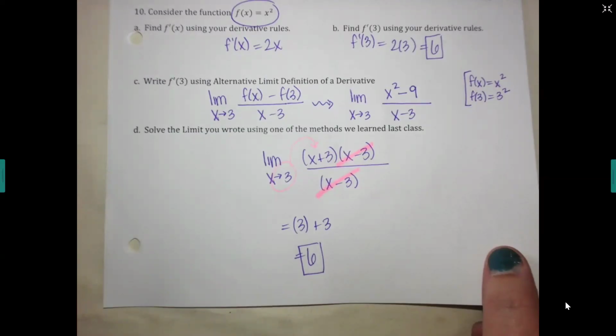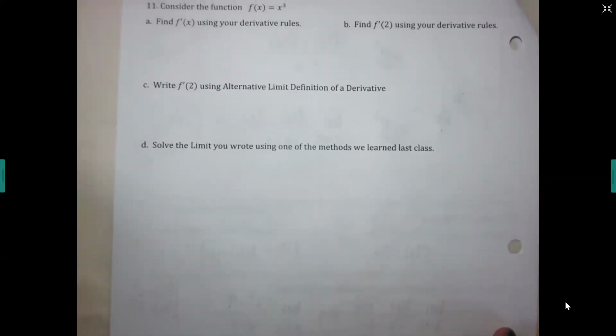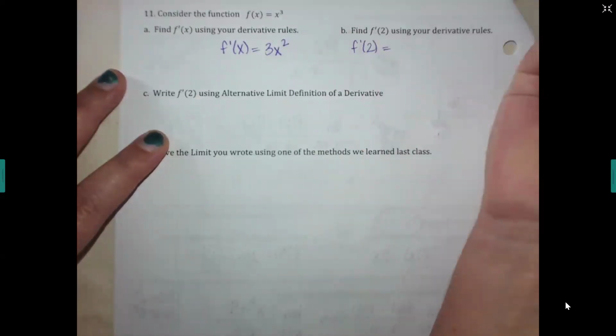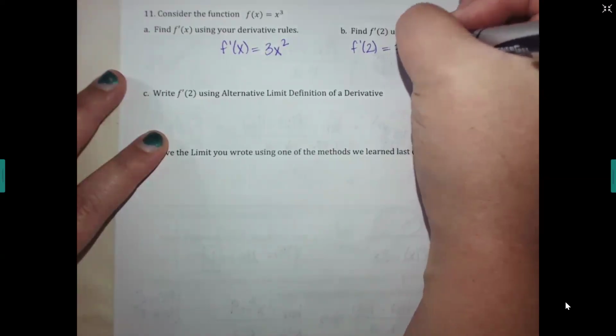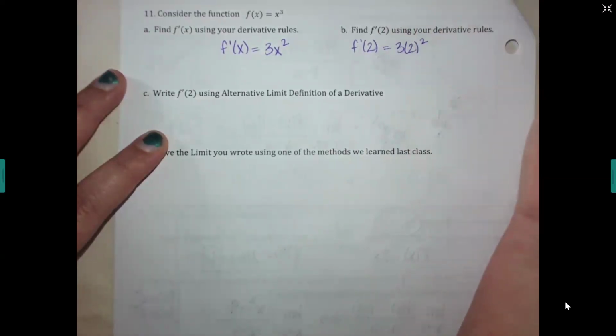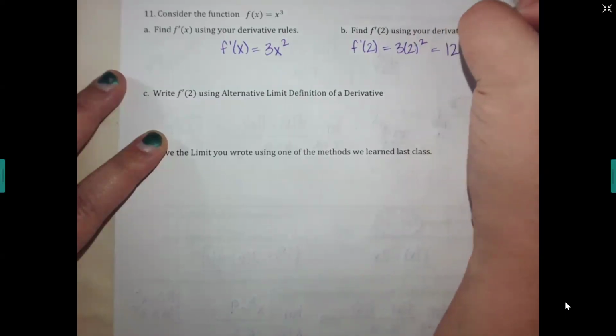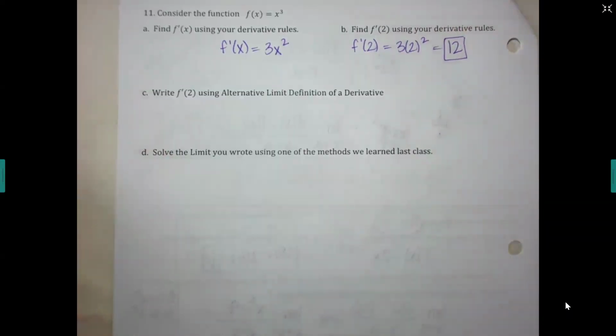First thing we're going to do is the easy way, using the rules. Your equation is x cubed. What is the derivative of that using your rules? 3x squared. If you were asked to find the derivative at 2, you would just plug a 2 into that. So it'd be 3 times 2 squared, 3 times 4, which would be 12. So 12 is the final answer that I'm expecting at the bottom of part B.